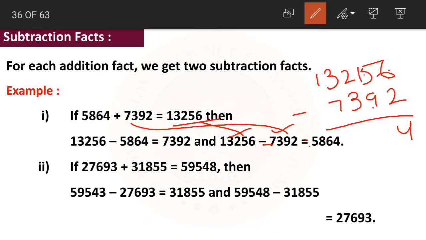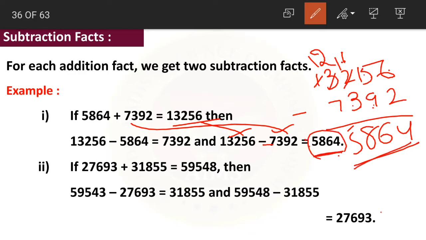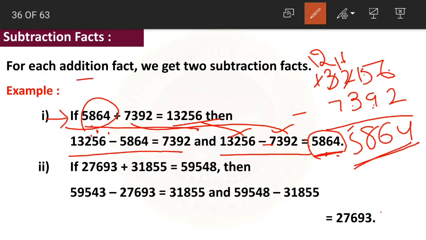5 minus 9, not possible. So we'll borrow. 15 minus 9, 6. Again 1 minus 3, not possible. So we'll borrow. 11 minus 3, 8. Again here we need to borrow. 12 minus 7, 5. 5,864. See, now this is our difference. Now what is this 5,864? It is the first addend. Yes, clear? Now for this one addition, what did we get? We got two subtractions. Yes, for one addition fact, we got two subtraction facts.